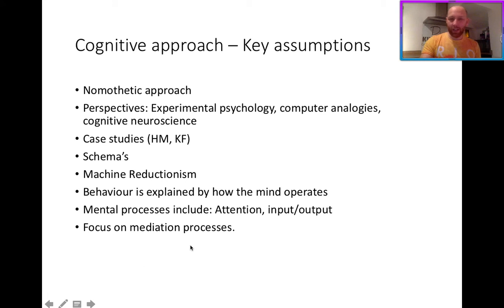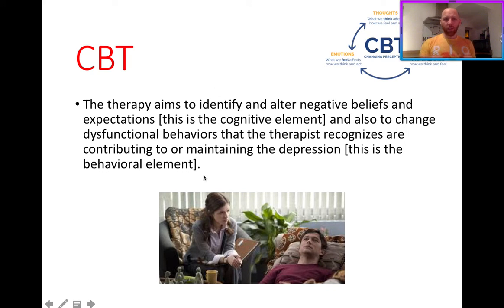It focuses on the mediation processes, so all these cognitive interventions rely on this assumption that behavior is explained by how the mind works, and that by intervening at that mediating level we can change the outcome. So let's look at cognitive behavioral therapy, or CBT. This therapy aims to identify and alter negative beliefs, challenge them. That's the cognitive element, but there's also a behavioral element which aims to look at behaviours that are dysfunctional and change those. Sometimes changing your behaviours can be the easier part than changing the thinking.